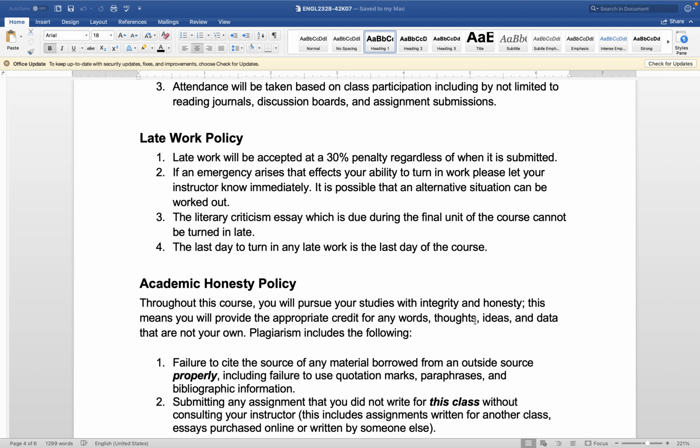The last project or assignment that we have in this class is the literary criticism essay, and that is due on the very last day of class, so that essay project cannot be turned in late, and then any other late work is due on the very last day of the class.